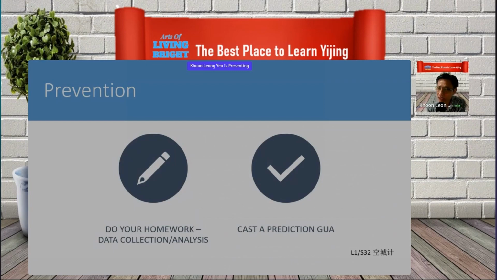Prevention. How not to fall victim to other people's 空城计 is you do your homework. You do data collection, and you analyze. Look behind the scenes. Remember, in AOM, we already learned that whatever we are seeing is observable and what people want us to see. But we must always strive to look for the unobservable. That will give us a balanced view. If worst comes to worst, cast a prediction qua and see what the qua tells you.